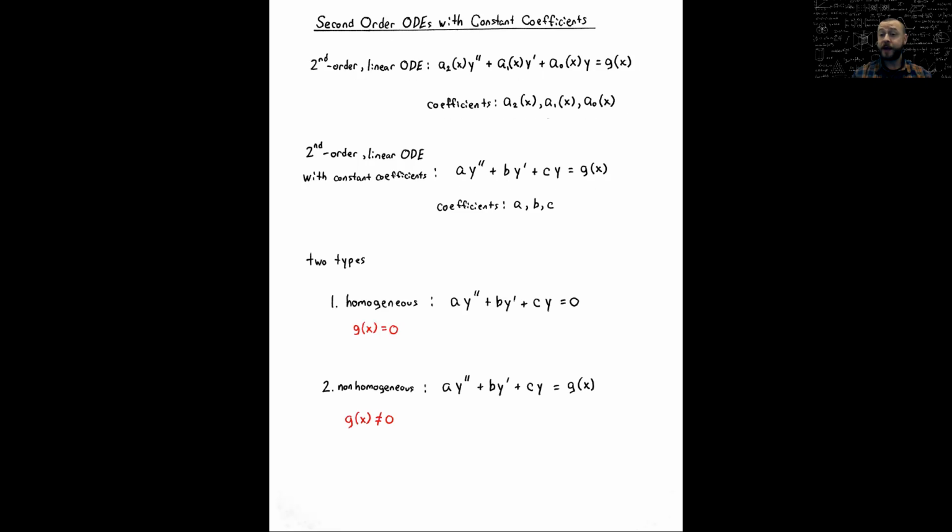Now, these are going to fall into two categories. The first is called a homogeneous differential equation. And be careful, we're using the word homogeneous differently in the context of a second order ODE compared to how we used it in the context of a first order ODE. So for us now, homogeneous just simply means the right-hand side equals 0. So the right-hand side, what we've been calling g of x, that is just 0. The second type is non-homogeneous, where the right-hand side is some function of x, non-zero.